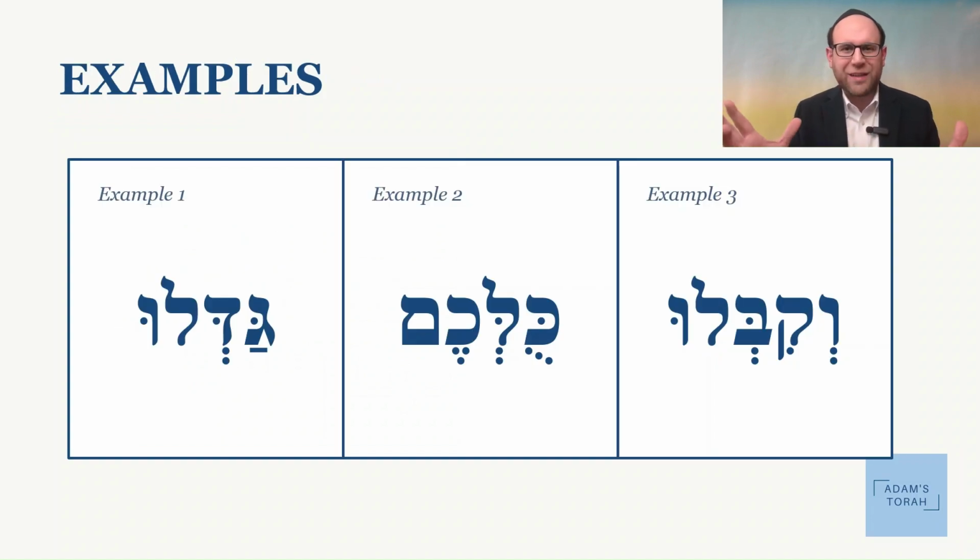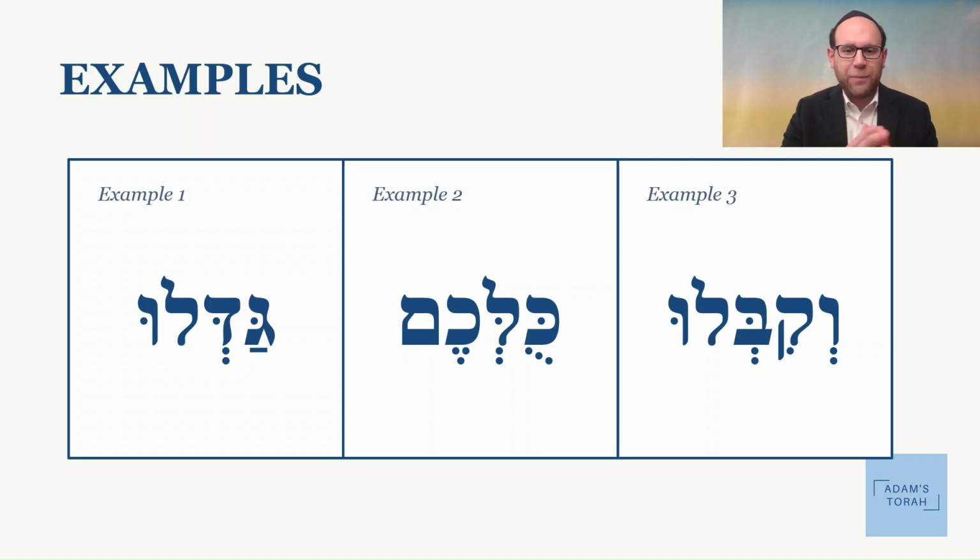I tried to gather examples from the Tefillah and from Tanakh. Our first example, number 1, is Gadelu, not Gadlu. If we were to read this as Gadlu, as 2 syllables, and make that Dalid a Sheva Nach, Gadlu. But you see there is a Dagesh in that Dalid. Therefore, because of this rule, it's Gadelu.